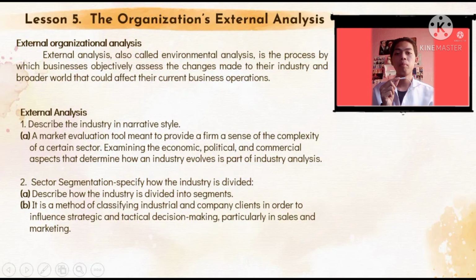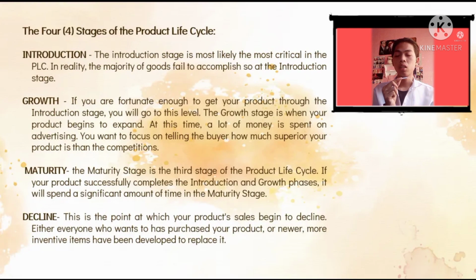A. Describe how the industry is divided into segments. B. It is a method of classifying industrial and company clients in order to influence strategic and tactical decision making, particularly in sales and marketing. So there are four stages of the product life cycle.